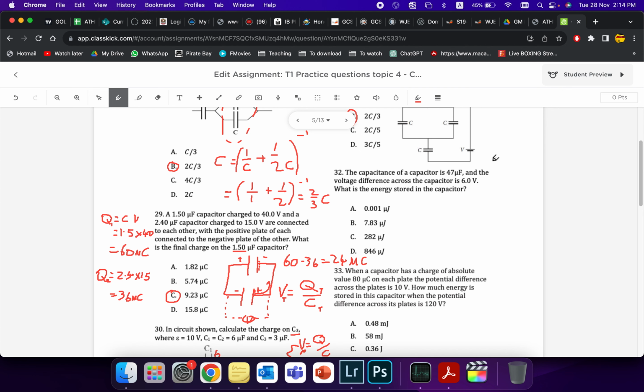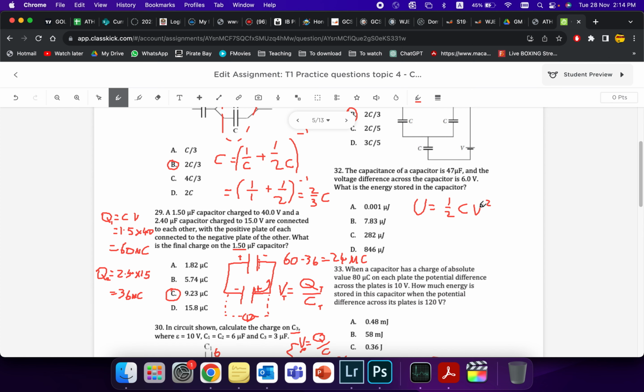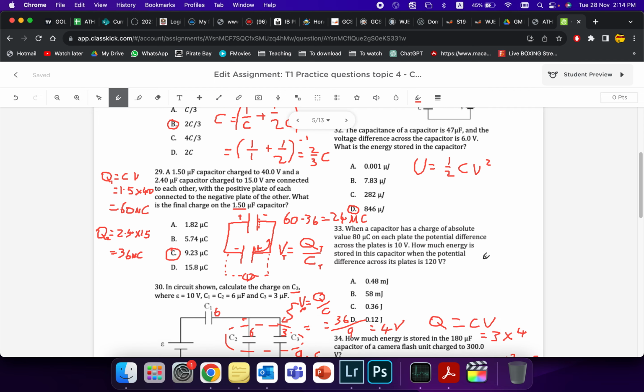So we have a C and we have a V. So thinking about the 3 capacitor formulas that you have written on the formula sheet, I know that I can use the energy formula, which is a half CV squared. I should actually have said half times 47 times 6 squared. V is 6 and we square it. And you get your final answer of 846 microjoule. This is direct substitution, nothing crazy here.